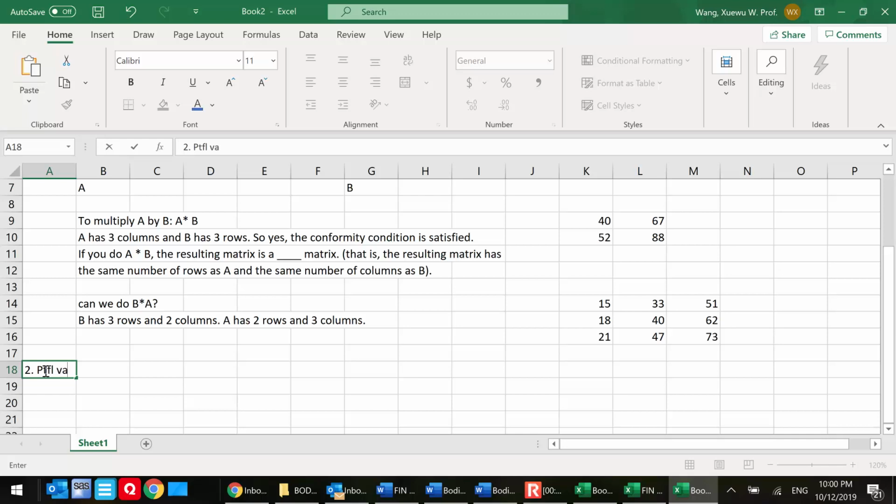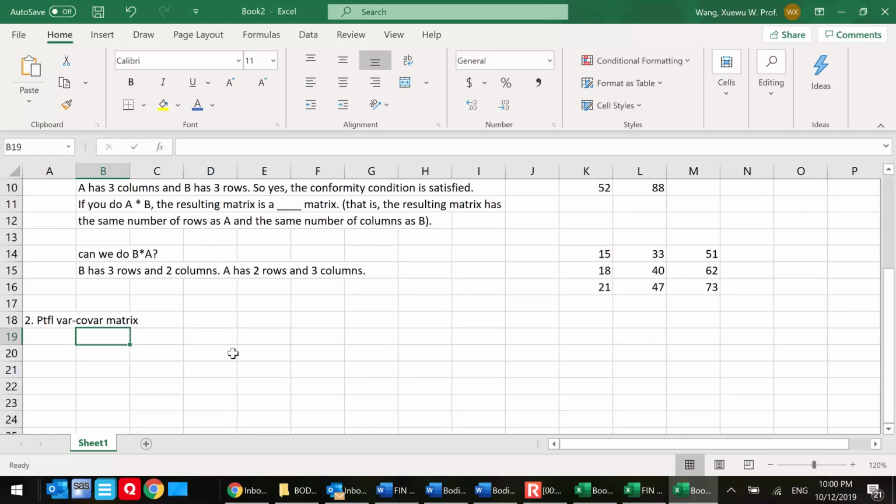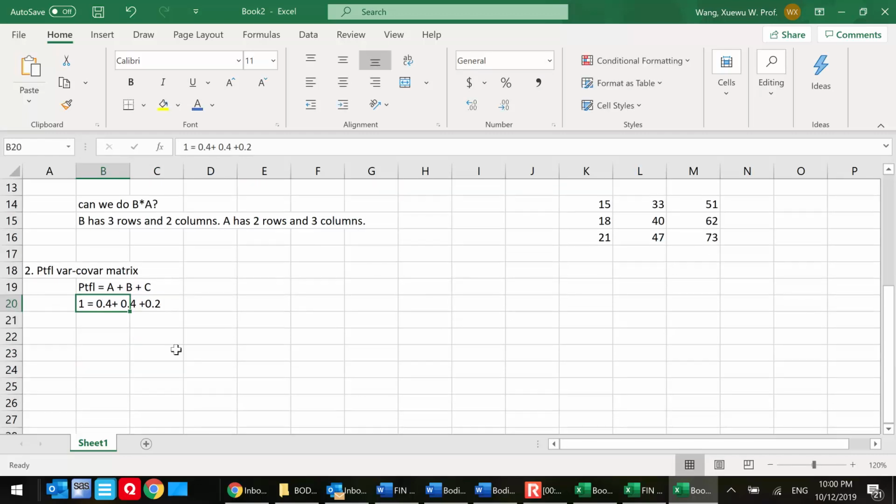All right, portfolio variance covariance matrix. This is going to be an interesting matrix here. If you have 3 assets, so your portfolio has 3 assets here, A plus B plus C, you can decompose the weights in this manner. For example, 40%, 40%, and 20%. So that is going to be your weight for these three things.